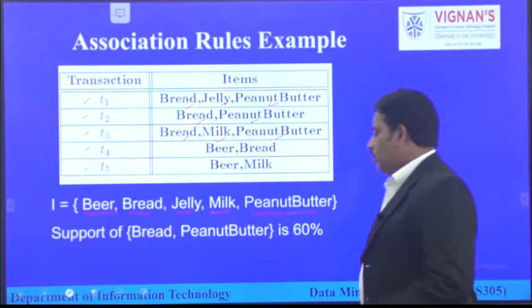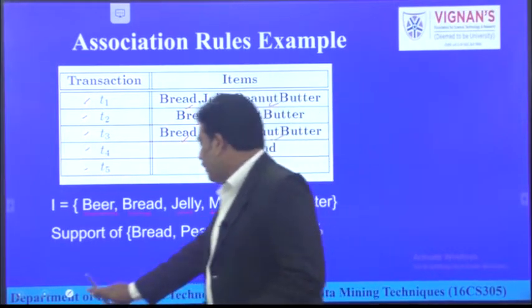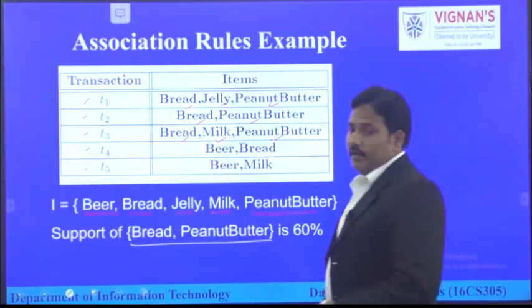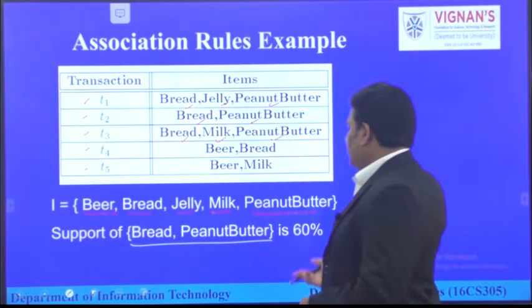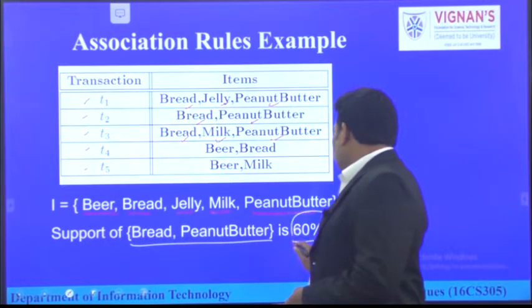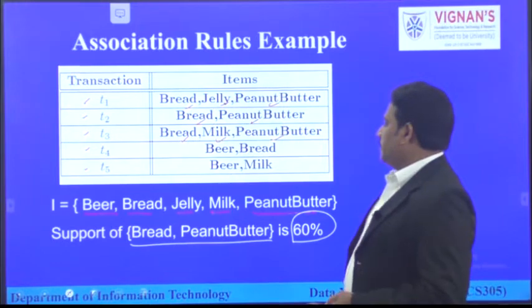Now, what is the support of bread and peanut butter? That means how many times bread and peanut butter are repeated, and what is its percentage among all the transactions? So bread and peanut butter has a support of 60%.